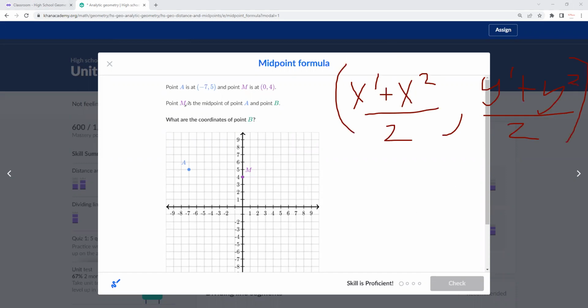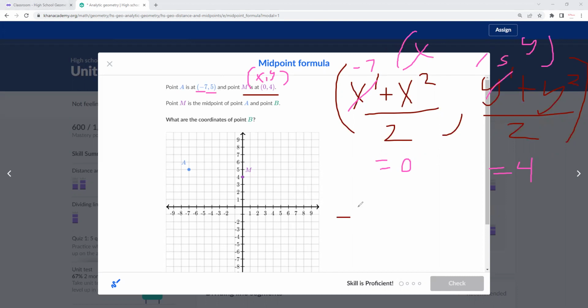So we already have the midpoint. It tells us the midpoint's at 0, 4. So we know this is equal to 0 and this is equal to 4, right? Because this is x, this is y, x comes before y, just like the alphabet. You're looking for your midpoint, your middle point, which is xy. So we already know what x1 is. It's -7. We already know what y1 is. It's 5. So it's basically solving equations from here, right?